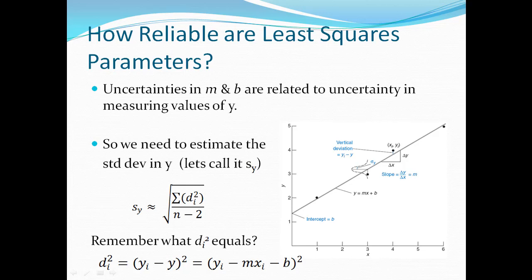And that's the equation for it. You can see it's the square root of the sum of di squared. And I'm showing you what di squared is. We had seen that already. It's just yi minus mxi minus b, squared. So that's what you would find. Plug it in there, divide by n minus 2, and take the square root of it. But before we can plug in what yi, mxi, and b are, you have to figure out what the standard deviations in your slope and in your intercept are.